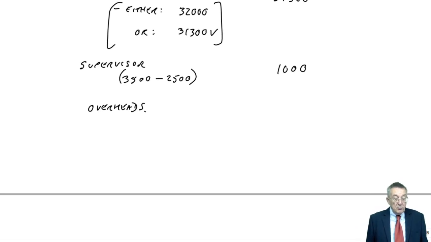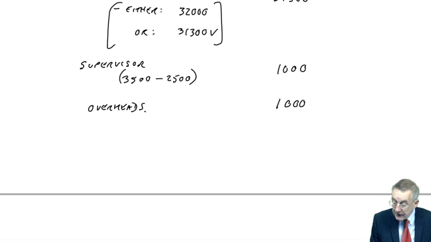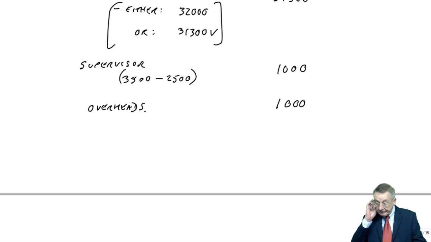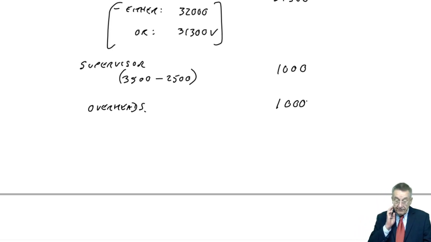So 3,000 is of no relevance. But it says there's an estimate of 1,000 incremental overheads. Again, incremental means extra. And so specifically, if we are having to spend more, it is relevant. So all that's relevant is that 1,000 incremental overheads. Next one, depreciation.